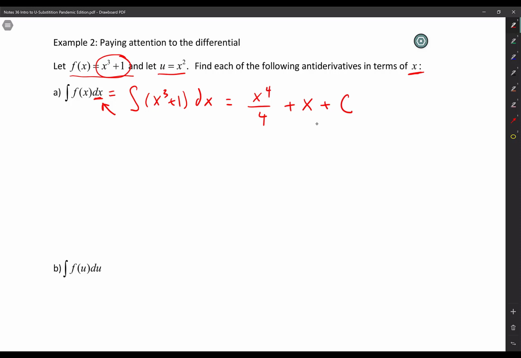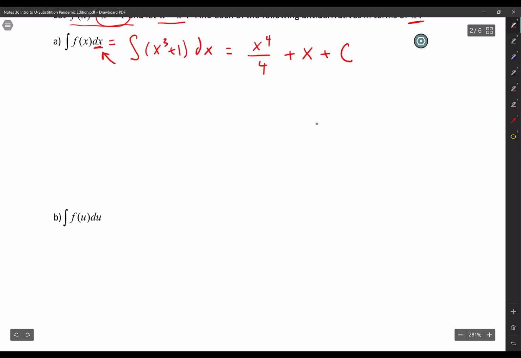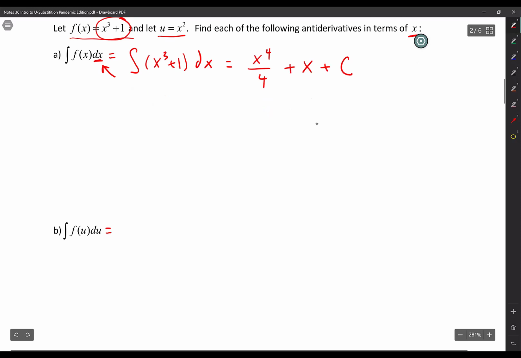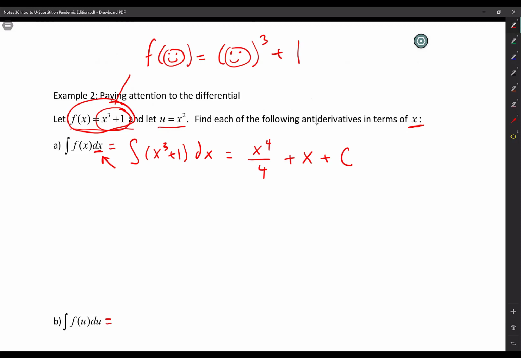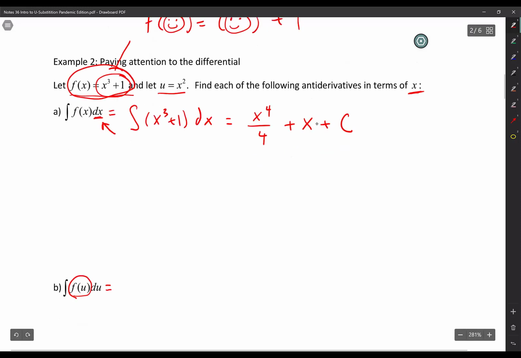All right, next one. Next one says f of u du. Well, I just come up here. It doesn't matter what I call it. I could have called it f of happy face, and I would have written happy face cubed plus 1. So if they call it f of u du, then that means I need to have the function in terms of u. And I'm integrating with respect to u. So I'm going to rewrite integral. And I'm just going to write u to the third power plus 1 du.